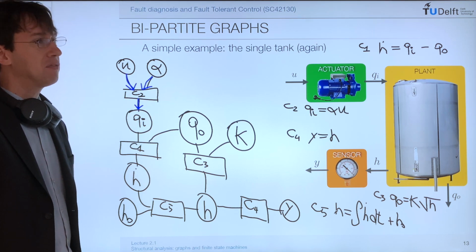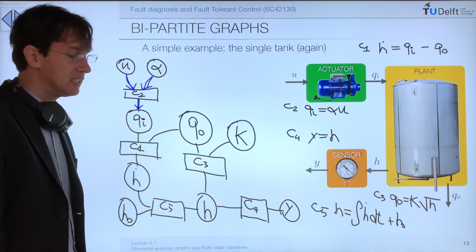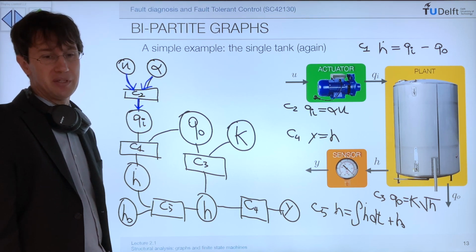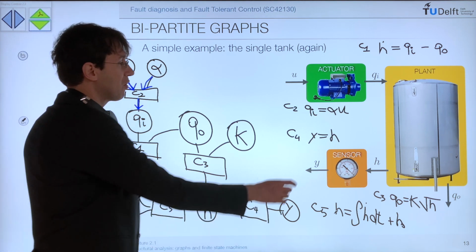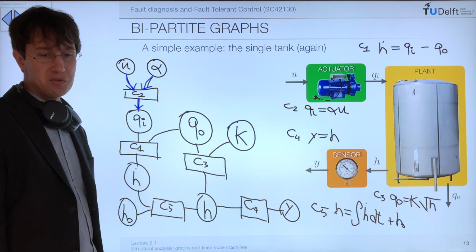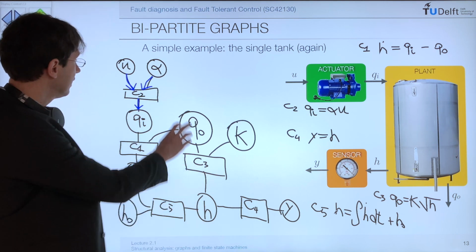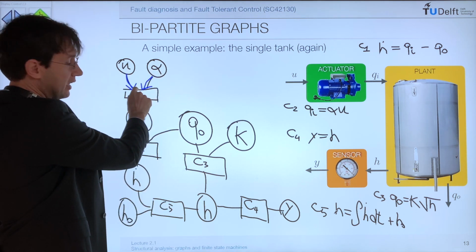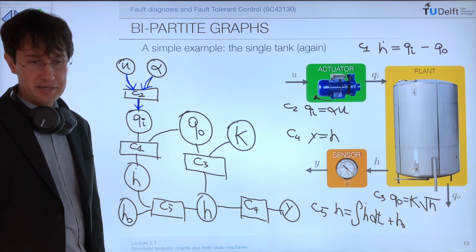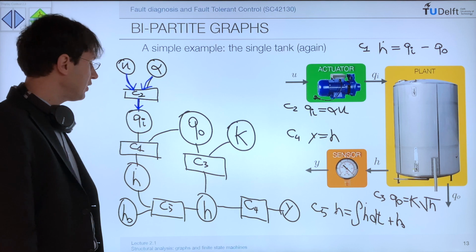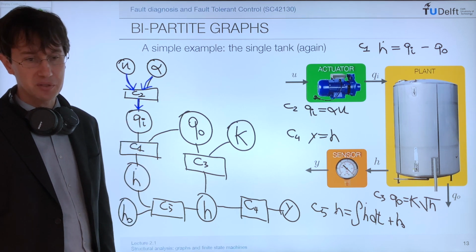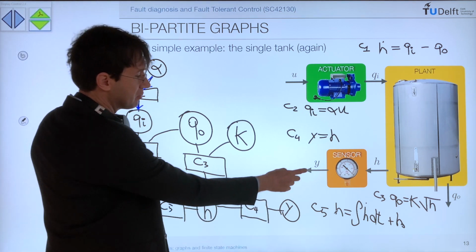So if we are building a fault diagnosis system, this system is some software that can communicate with the control system. So we know what the value of u is. And thanks to knowledge about the pump, we can use u and alpha and equation C2 to compute the inflow Qi. And we need to compute Qi because we have no sensor in this example measuring Qi. We have only one sensor measuring the level.